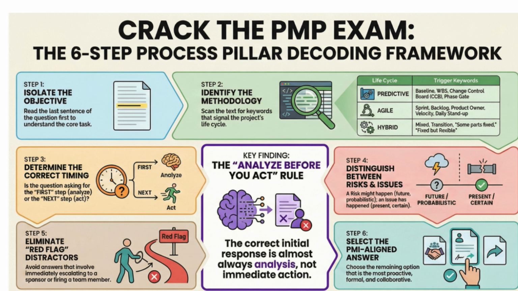So, technique 3. This one gets at the core analytical trap the exam loves to set. It's all about confusing the initial analysis step with the ultimate resolution step. To get this right, you have to internalize the sequence. Analyze, then review, then act. PMI really values caution and diligence.